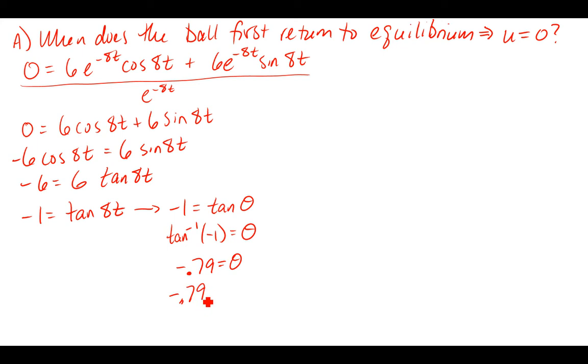negative 0.79, our fact here is also true if you add any number of pi's that you want. So every pi units, or every pi radians, you get the same answer. And I'm pretty sure if I take that answer and add pi to it, I now have a positive number, 2.36.